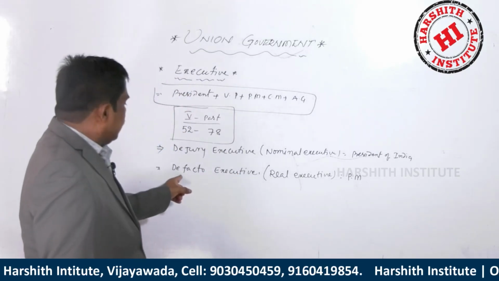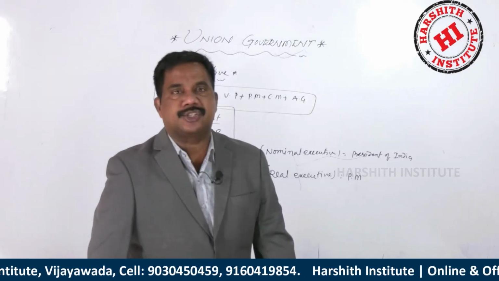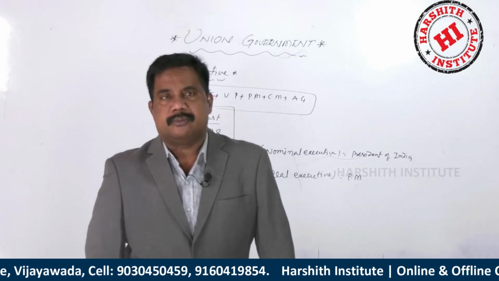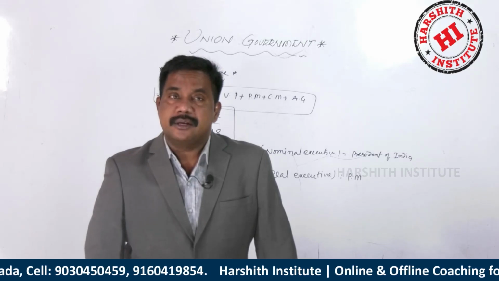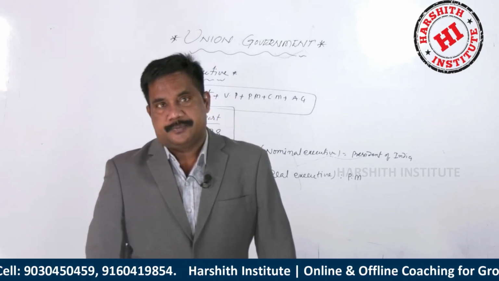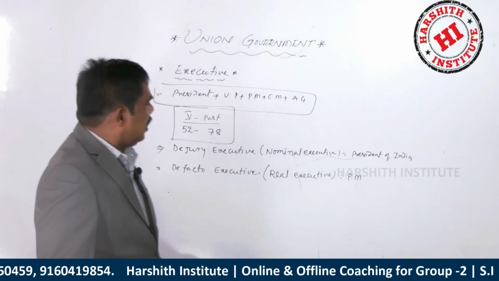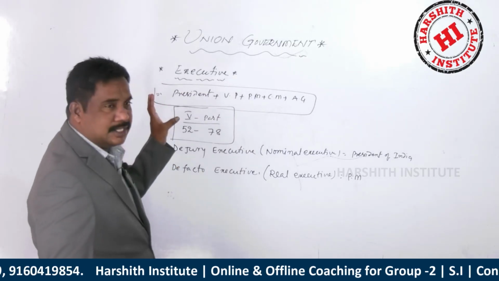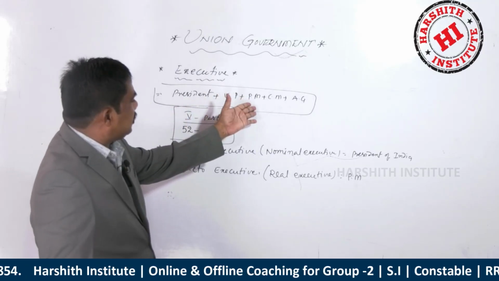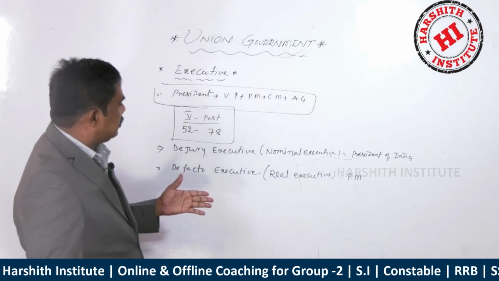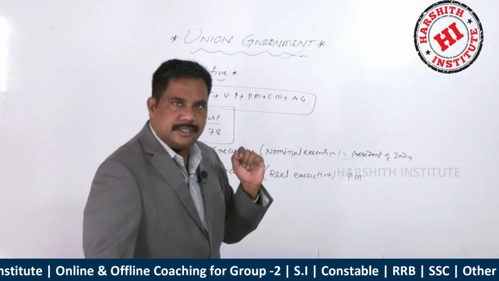Now here you see the de facto executive. The Prime Minister is the real executive in India as well as in Britain. The Prime Minister is also called the head of the government. So coming to the point, we have the executive. That executive consists of the President, Vice President, Prime Minister, Council of Ministers and Attorney General. This is the Indian government system, a purely parliamentary form of government.